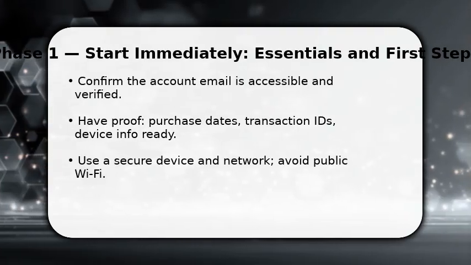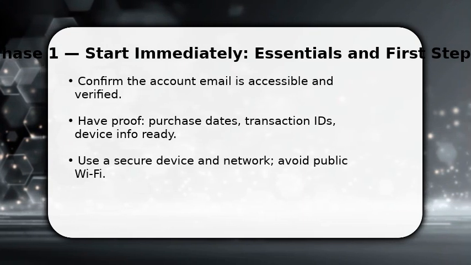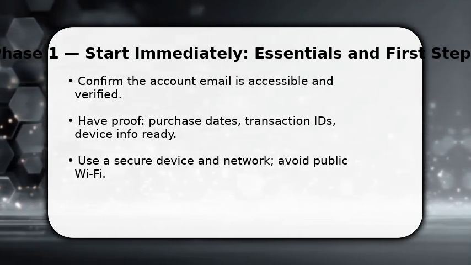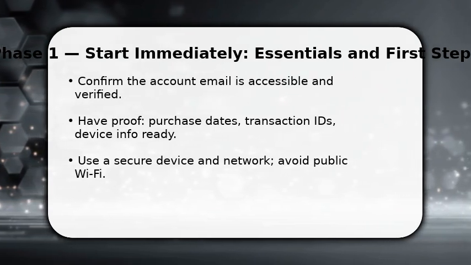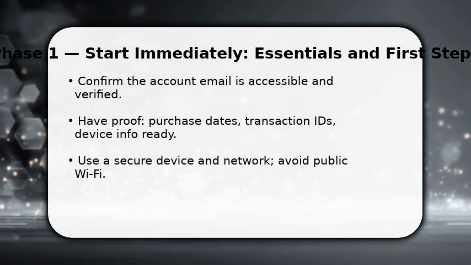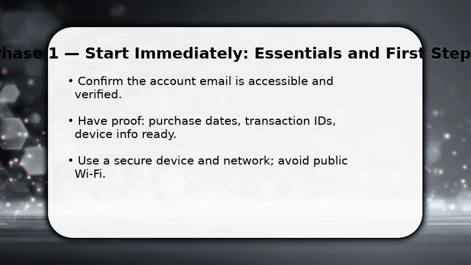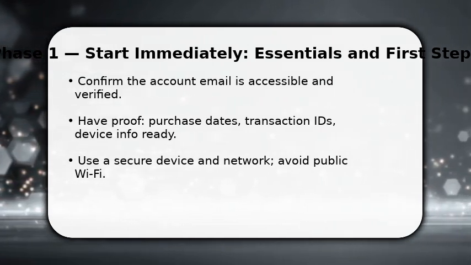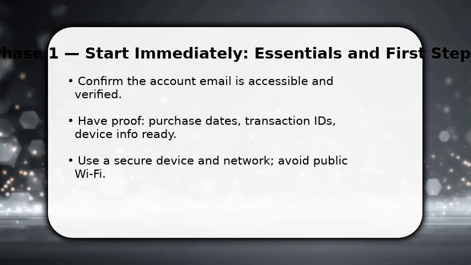You start by gathering evidence and securing your environment. Make sure the account email is active and you can receive messages. Next, collect proof of ownership, transaction ID, purchase dates, and device details. These speed up verification. Use a trusted device and a private network. Once done, change any exposed passwords elsewhere and note relevant timestamps.